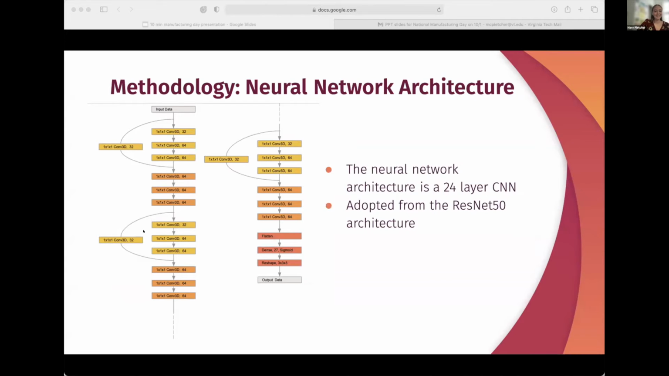So neural networks use different layers to learn the relationships between data. This is the layer structure that we used for the neural network. It was a 24-layer convolutional neural network, which is a type of neural network. Each of these layers contributes to that learning process. After feeding the training data that we had collected, the goal was to then test how accurately the neural network could predict what a final part shape would look like.